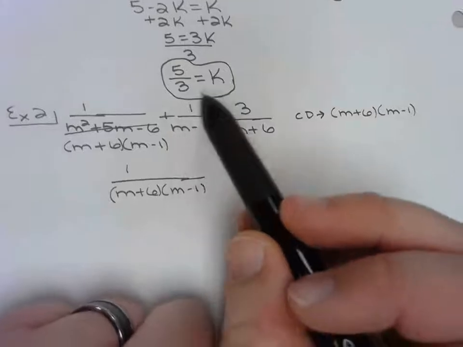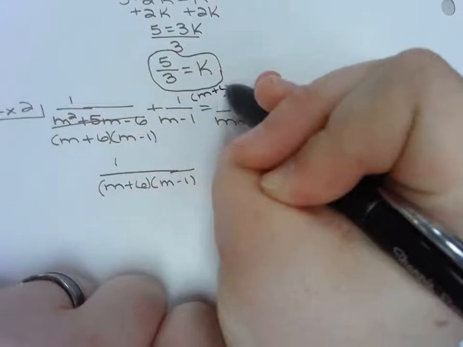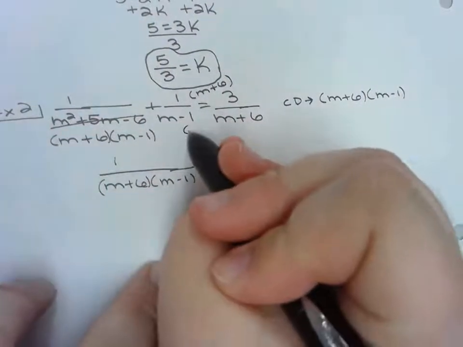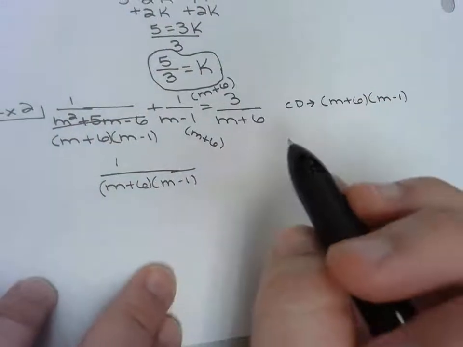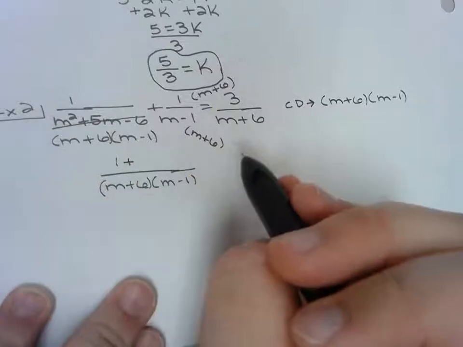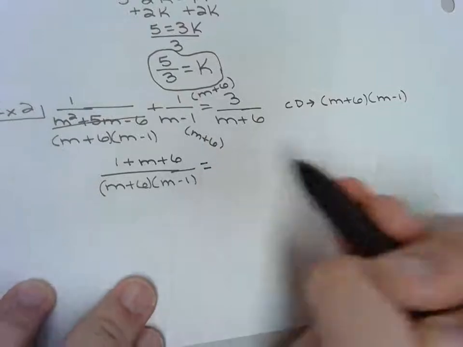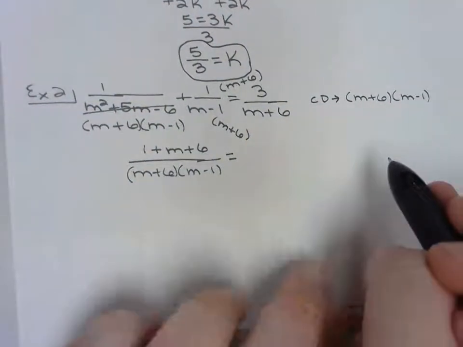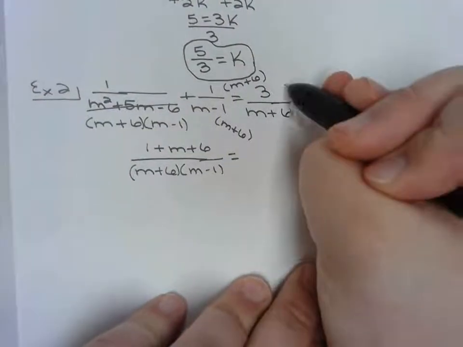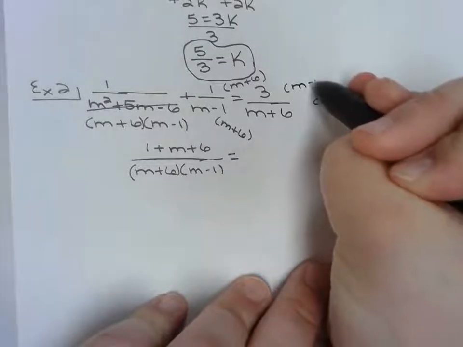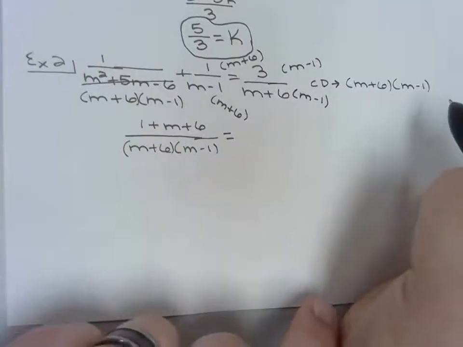The second fraction in the middle, what do I need to multiply the top and bottom by? m plus 6. So I take the top times m plus 6, the bottom times m plus 6. The bottom will give me the denominator, which I have. The top will give me 1 times m plus 6, just m plus 6, equal to my fraction on the right. I have an m plus 6 in the denominator, so I need to multiply top and bottom by m minus 1. Same process as last week, except we are dealing with equations today.